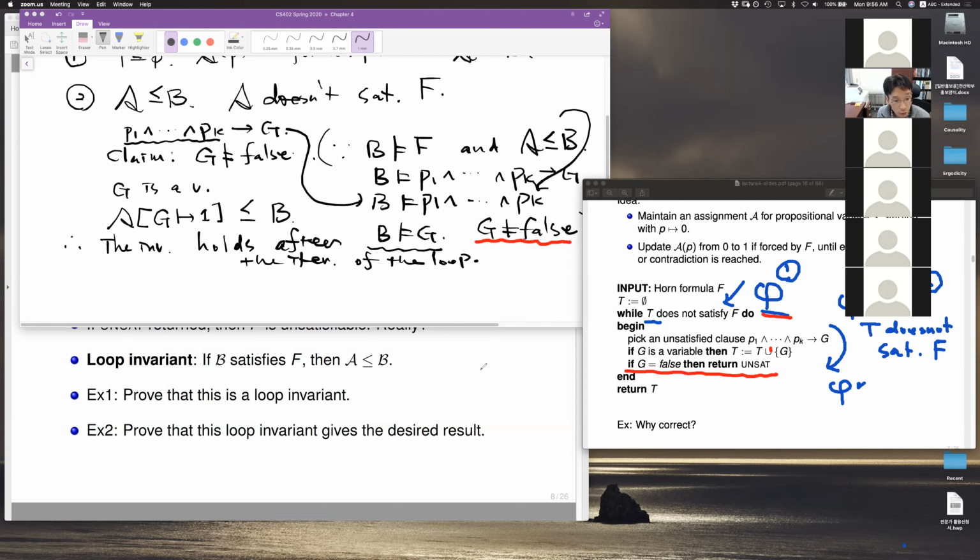Furthermore, this loop invariant implies something very strong. If there is a satisfying assignment of F, this algorithm will return the minimal or smallest satisfying assignment according to this less than or equal to order. This shows that if a formula is satisfiable, then there exists a minimal satisfying assignment, and that's the property that is in some sense exploited by this algorithm.